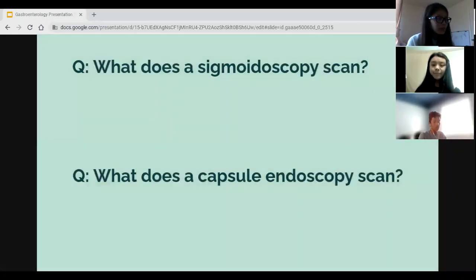The next part of the quiz will be covering 2 scans. So the first question is what does a sigmoidoscopy scan? If you need a hint, it's in the name.